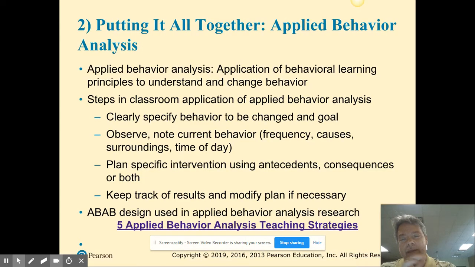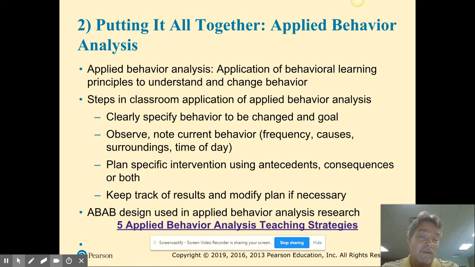The second choice was putting it all together in applied behavior analysis, right? And that's the application of behavior learning principles to understand and change that behavior through a set of events and sequences that you're going to come up with. So this is basically making an intervention for that student that will kind of put them back on track.